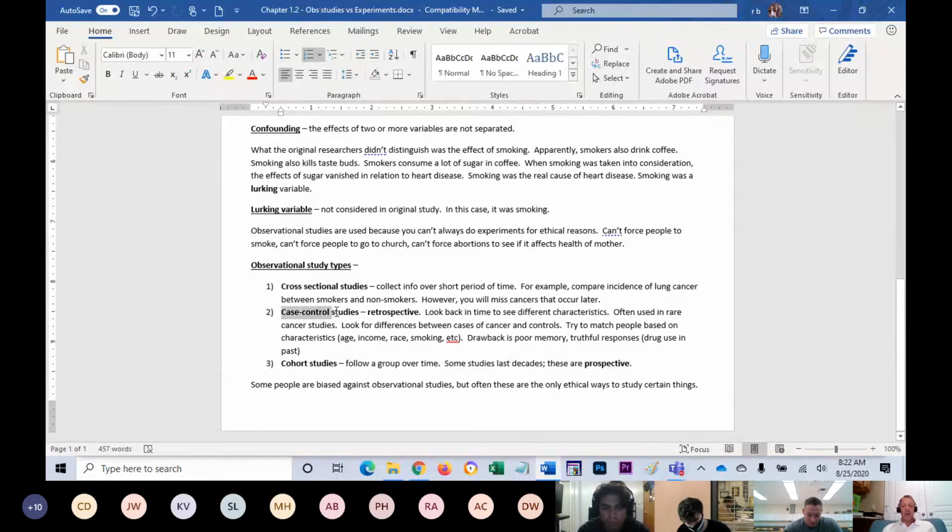Now let's talk about a case control study. Case control studies are retrospective. Retrospective means we're going to look back in time. And so with a case control study, we're going to look back in time and look for different characteristics. These are often used in rare cancer studies. The idea is you look for differences between the cases of cancer and the controls.